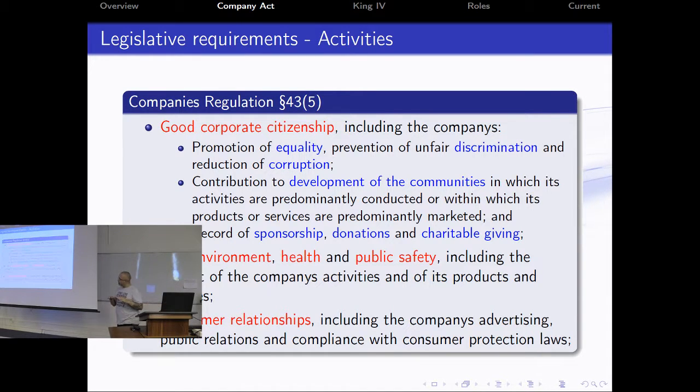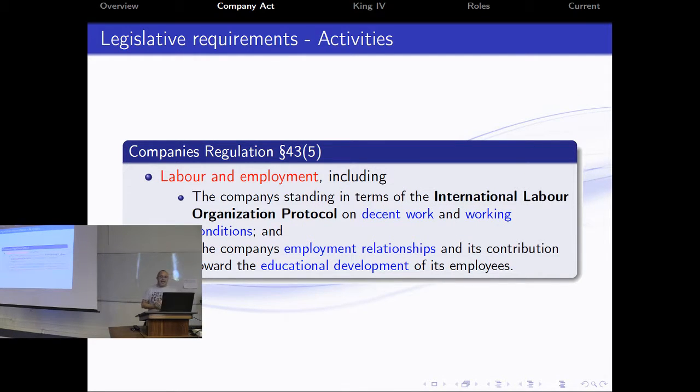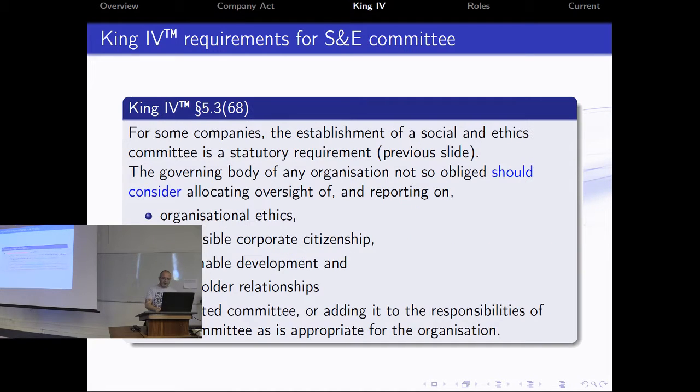Within the organization, obviously we spoke about the environment, but there's also an internal environment to ensure the health of our workers, and also from the broader community, we have to be cognizant of public safety as well. The other aspect is consumer relationships, to make sure that we build long-lasting consumer relationships, to ensure at the end of the day profitability and sustainability of the organization. And labor and employment, so treating our workers in a fair manner, which includes educational development.